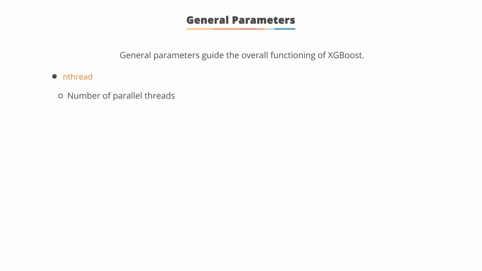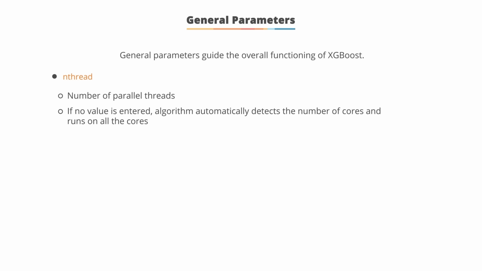Let's understand the general parameters of XGBoost. General parameters guide the overall functioning of XGBoost. So let's understand what these general parameters are. nthread is used to define the number of parallel threads we are going to use. If no value is entered, the algorithm automatically detects the number of cores and runs a thread on all the cores. Booster parameters guide the individual tree or regression at each step.